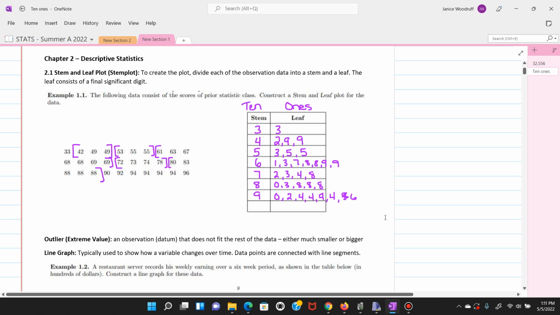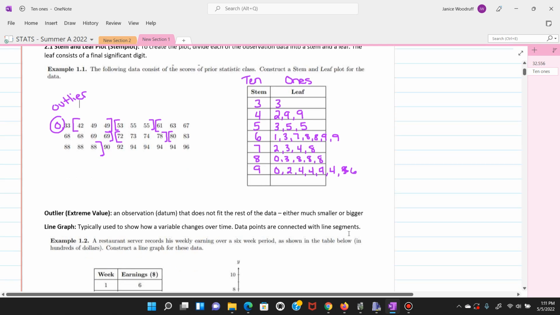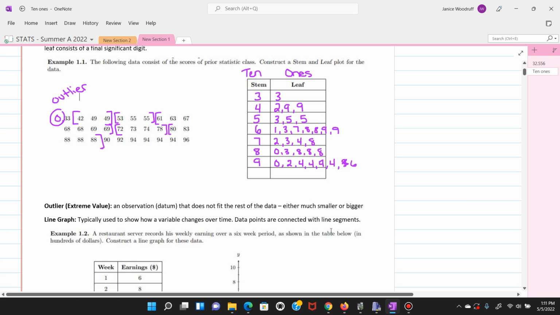So fairly simple there. An outlier. We're going to look more at outliers later in this chapter, but an outlier is just going to be an observation that doesn't fit in with the rest of the data. So these are all pretty clustered close together, but let's say I had an observation here of 0. That might be considered an outlier. And I'll show you guys how to do the actual outlier test later on in this chapter.